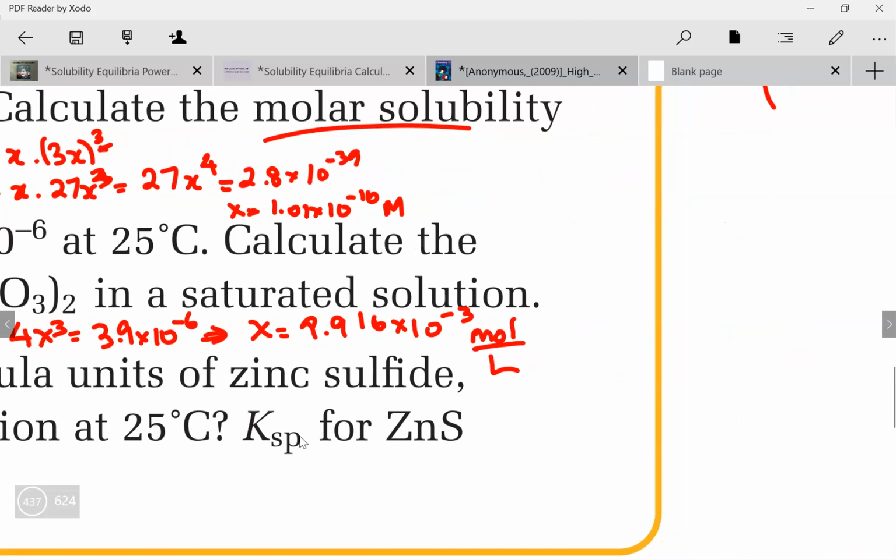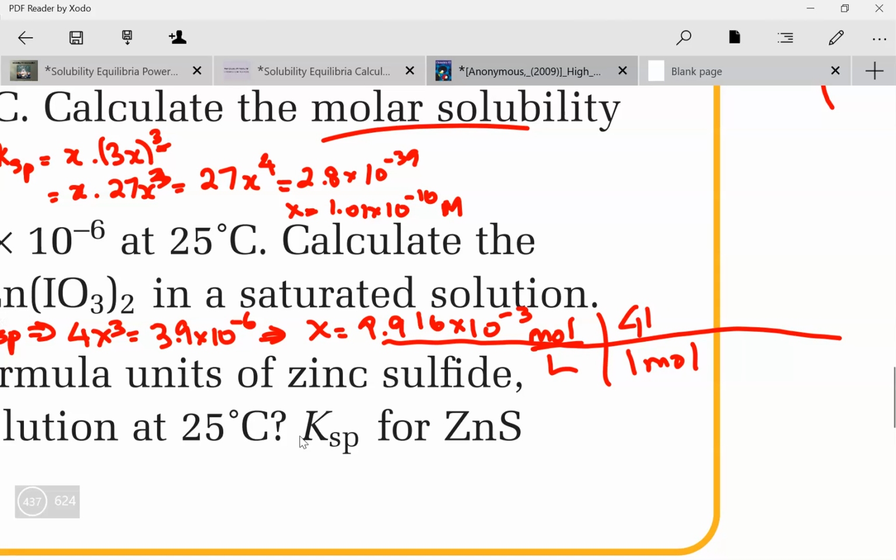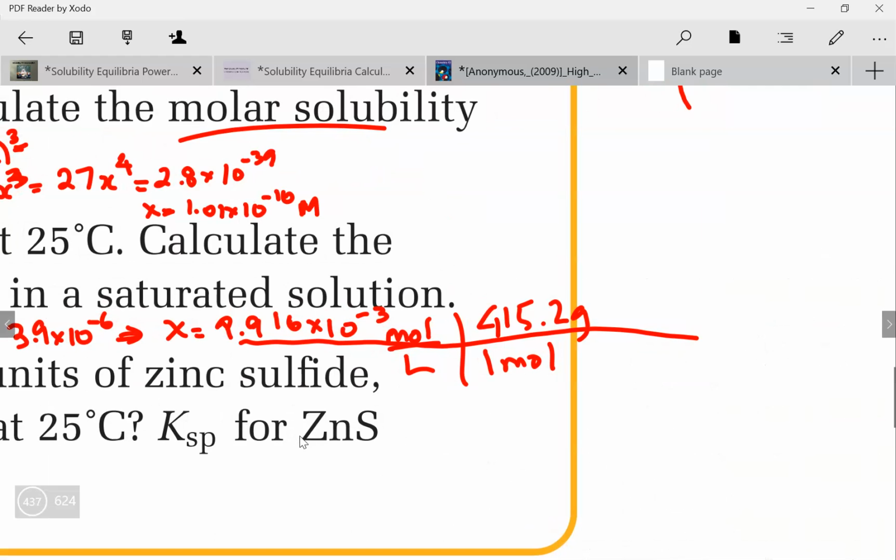That's one answer. And then just to convert that to grams per liter, I have to multiply it by 1 mole, and how many grams? Zinc iodate is 415.2, so times 415.2 gives me an answer of 4.117, 4.117 grams per liter.